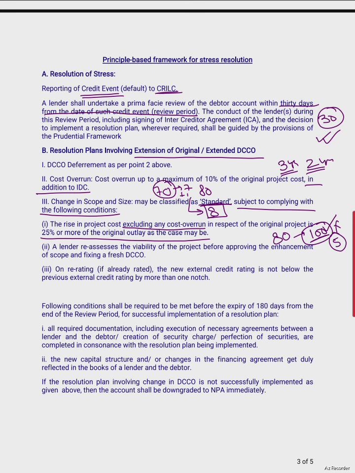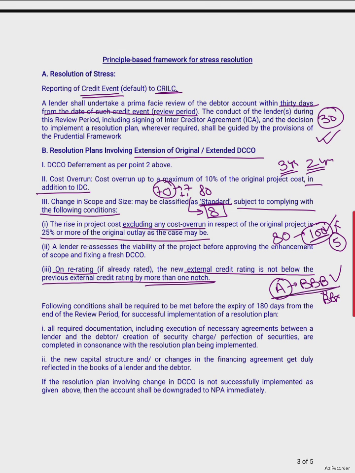On re-rating, when there is a change in scope and re-rating is done, the new external credit rating should not be below the previous external credit rating by more than 1 notch. Say earlier it was A rated, it may be triple B rated now. It should not go below that, it should not be double B. Triple B will be accepted, which is just 1 notch below A.